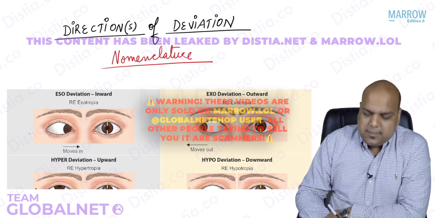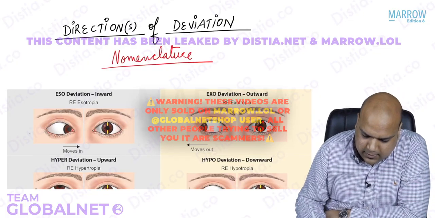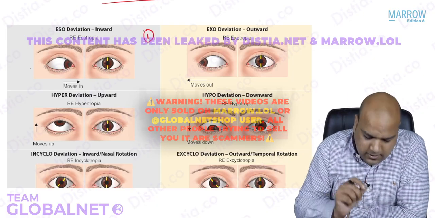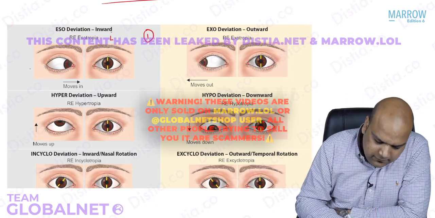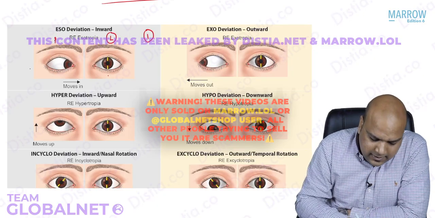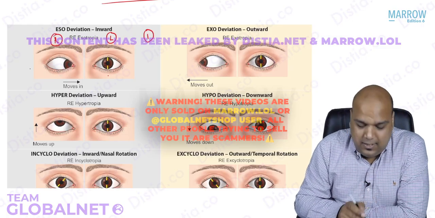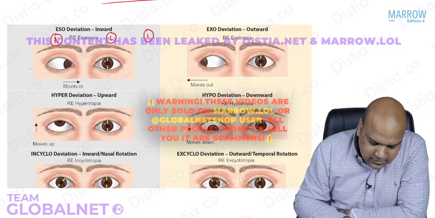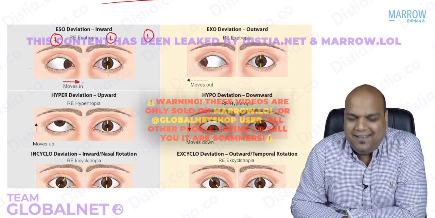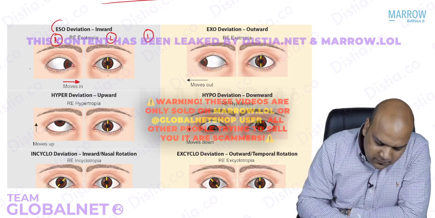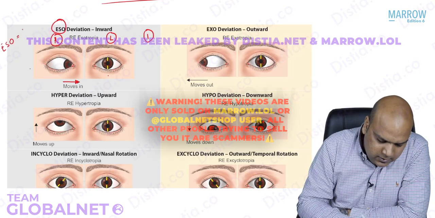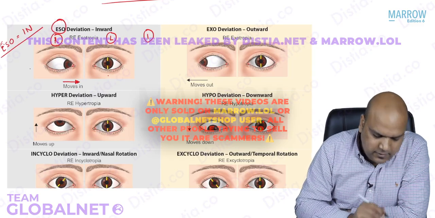Now, let's study the nomenclature based on these images that we are showing. Let's look at image 1. What do we see in the first image, everybody? We see that the left eye is looking straight. But the right eye is not looking straight. It has deviated or moved inwards, as you can see, the arrow is marked. So inward deviation gets the name what, everybody? ESO. So ESO is equal to inward deviation. Are we clear about this?